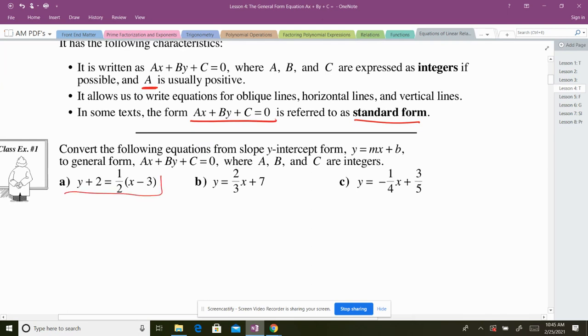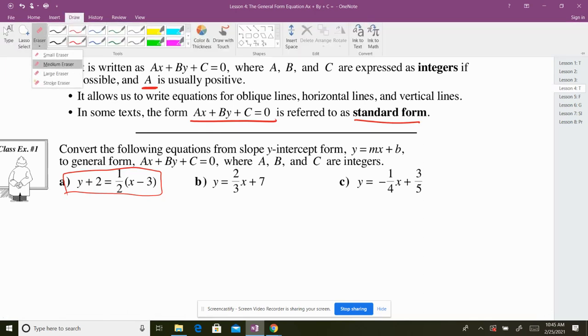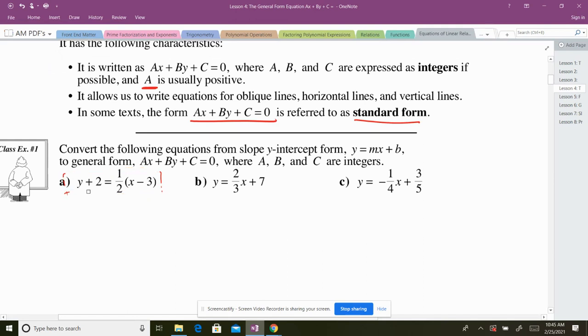So here is, what form is this one? The second one, point slope, right? It's the point slope. Perfect. I want to get rid of the brackets. So what do I do to get rid of the brackets? Okay, so we're going to multiply the 1/2 into the x. So y plus 2 is equal to 1/2 x minus, what's 3 times 1/2? 3 over 2. Thank you.